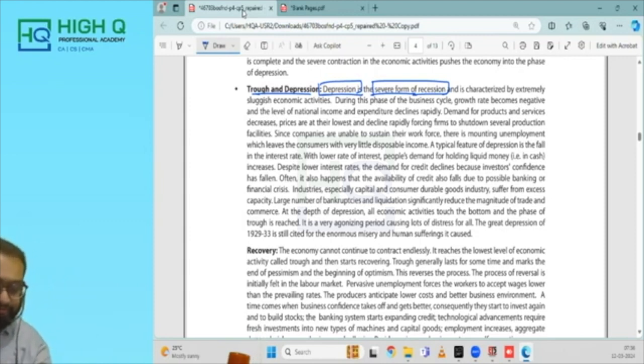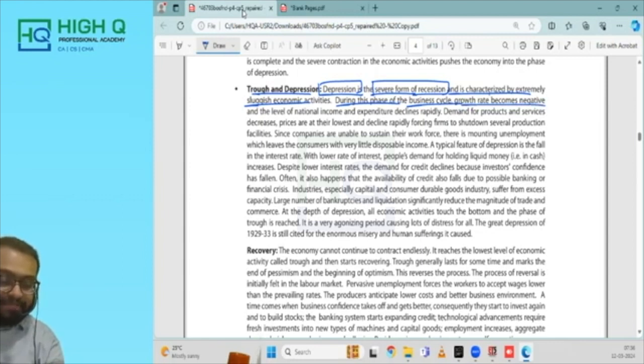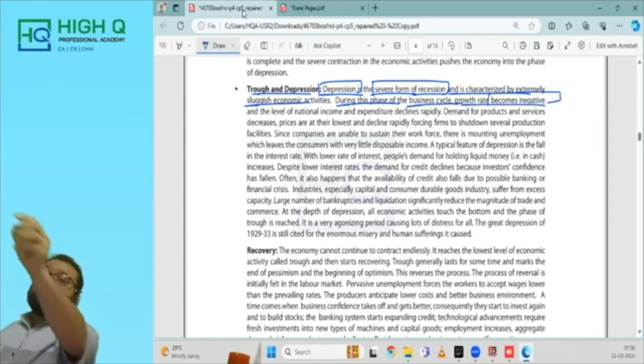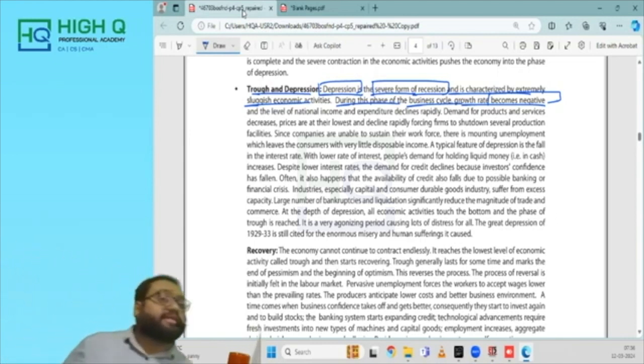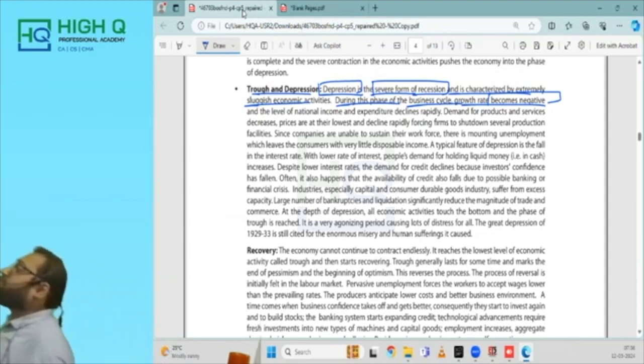Depression is a severe form of recession and characterized by sluggish economic activity. During this phase, the business cycle growth rate becomes negative. Kindly mark. During trough or depression, the growth rate is negative. Yes or no? When we say growth rate is negative, what does it mean? The economy is going into negative. The GDP is going negative. Yes or no?